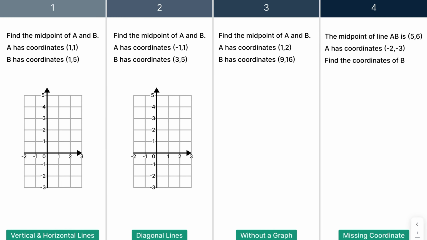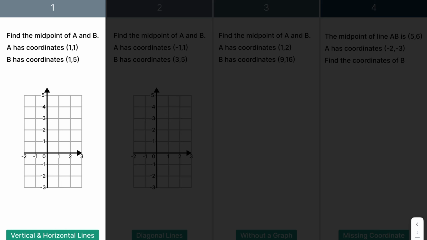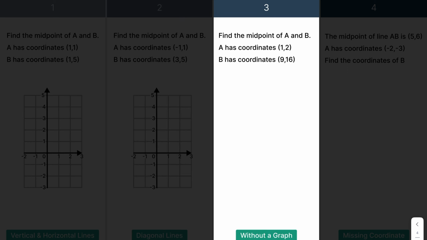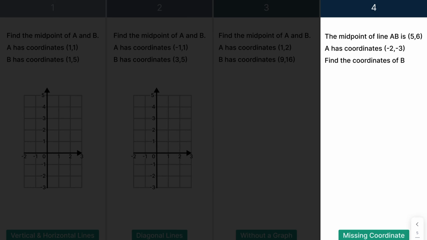Finding the midpoint of a line is what we're looking at in this video. It's split into 4 parts. We're going to start off by looking at examples with vertical and horizontal lines. We're then going to move on to examples of finding the midpoint with diagonal lines. And then, how do you find the midpoint of 2 coordinates without a graph? And then finally, how do you find a missing coordinate given a midpoint?